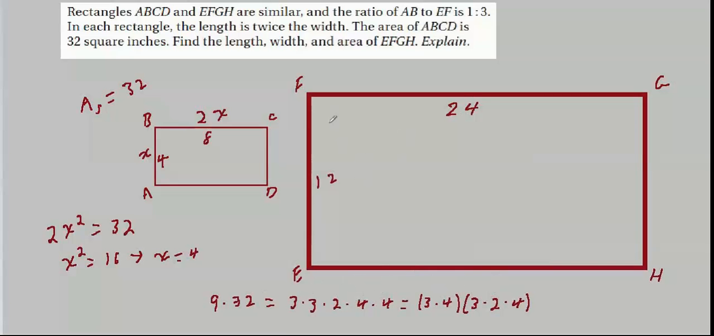So the width was 12, the length was 24, and the area was 9 times 32, or 12 times 24. I forget what that works out to be, like 288 or something. Maybe I should have written the actual answer. And yes, 288 is the new area. And, well, that's about it.